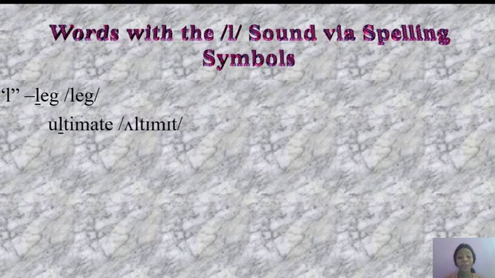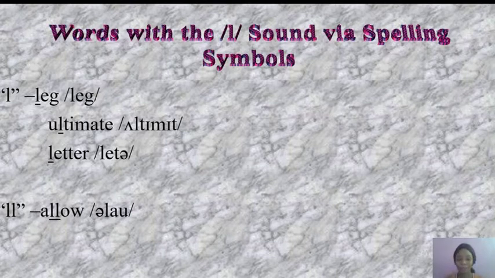Okay, we have another word here, ultimate. As you can see, the L there also has the L sound. Now, the third word is later. The L also has the L sound. Another spelling symbol is words that have double L. Words that have double L in their spelling have that sound as well.